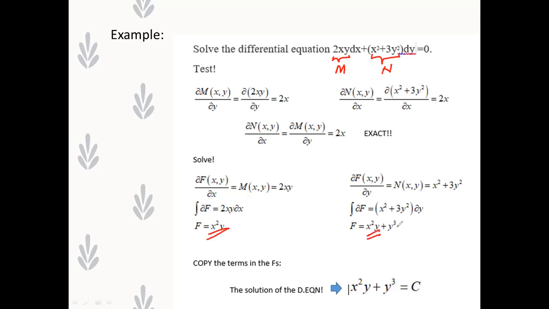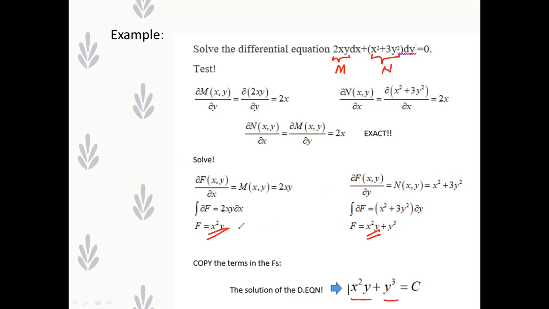And you have one uncommon term, y cubed. So when you write the solution of your exact DE, you copy the terms that appear in both f's that you got out of your partial integration. If there's a common term, you just simply copy it once. You don't take the sum of these 2x squared y. So if copied, you have it here already. And this one, which is not common, you also copy it.